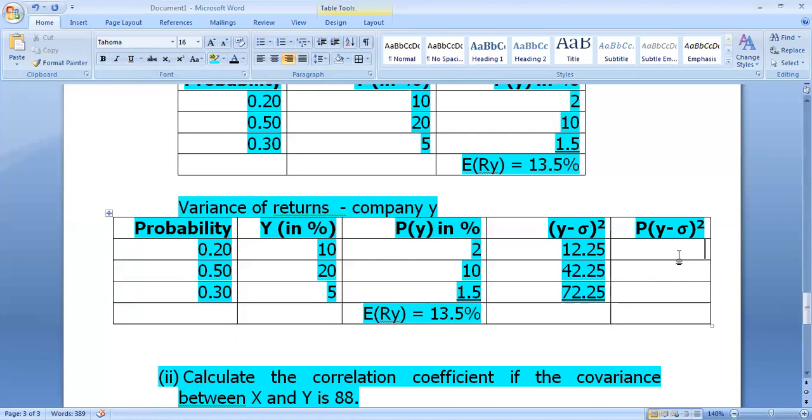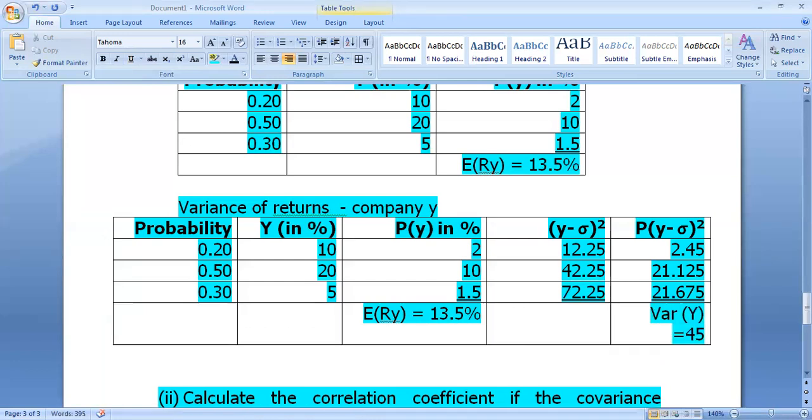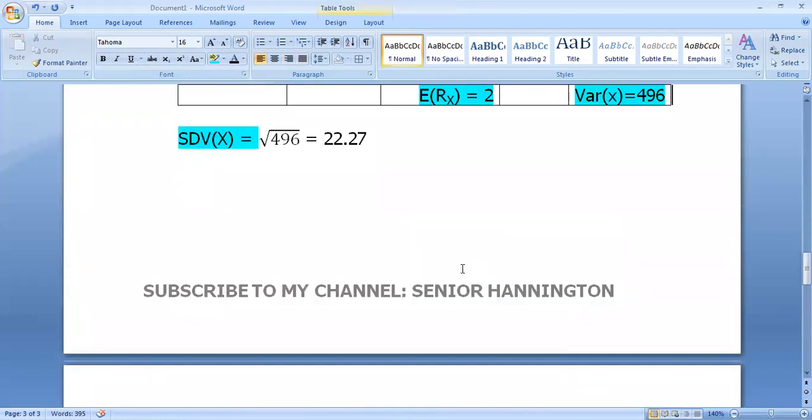Then probabilities times our Y minus mu squared. This is 0.2 times 12.25. This gives us 2.45. Then 0.5 times 42.25. This is 21.125. Then 0.3 times 72.25. This gives us 21.675. When we sum up, we get the variance of returns of company Y, giving us 21.125 plus 2.45 plus 21.675, which is 45.25. We can now calculate the standard deviation of returns, company Y.